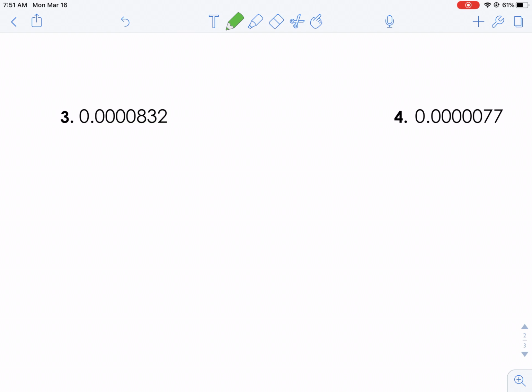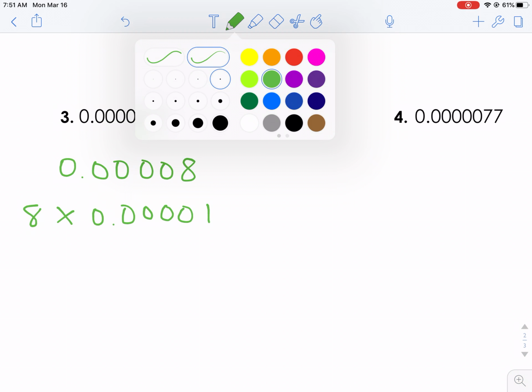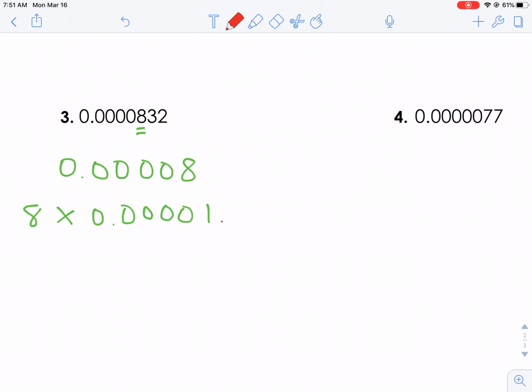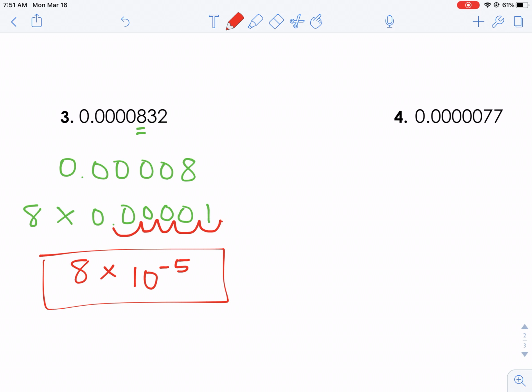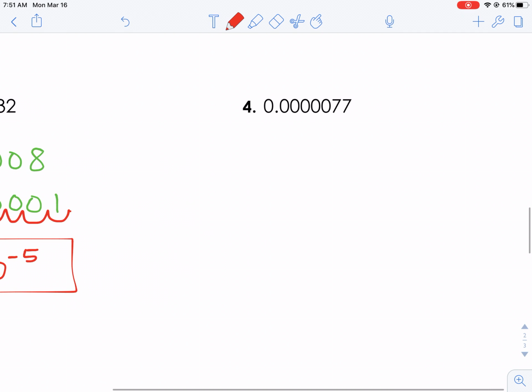In number 3, we have 0.0000832. We're going to be rounding to the 8. 3 is going to keep the 8 an 8. So that gives us 0.00008. We can factor the 8 out. So that gives us 8 times 0.00001. And again, our original 1 would have had a decimal right after it. So this decimal would have moved 1, 2, 3, 4, 5 times. So that would be 10 to the negative fifth. And then we have our 8.